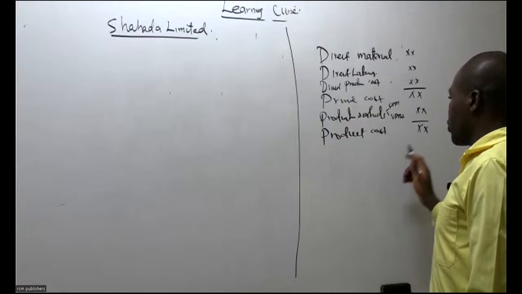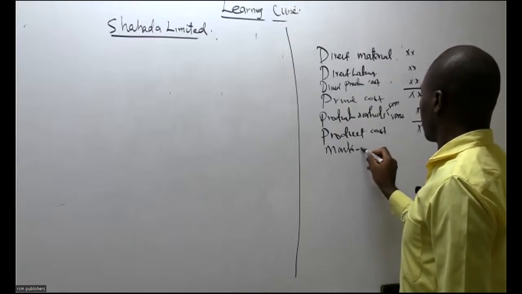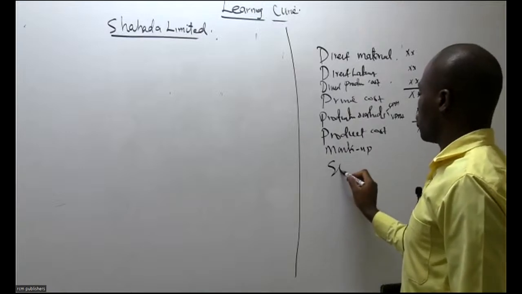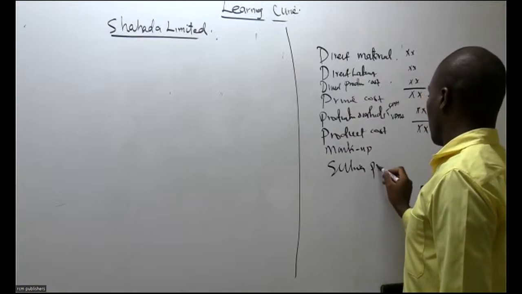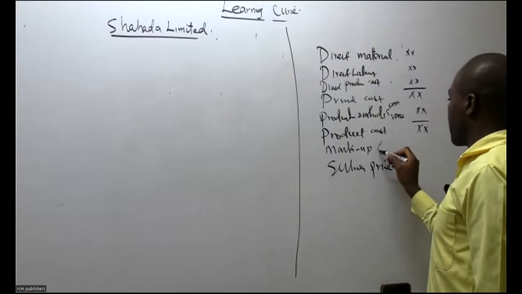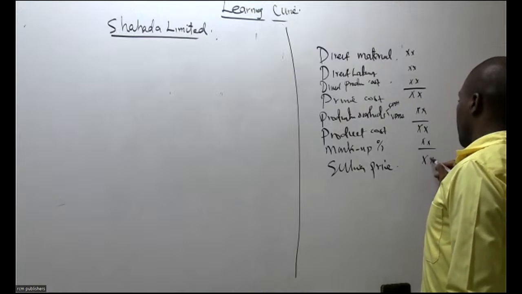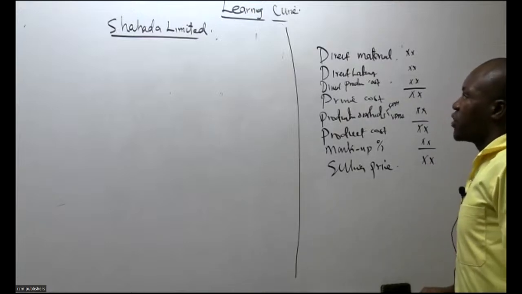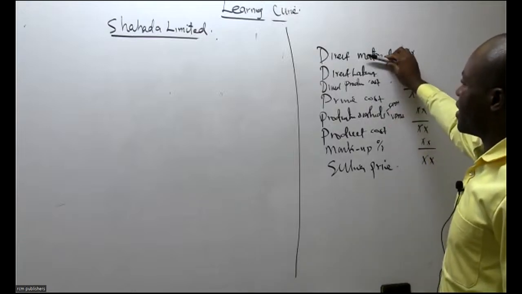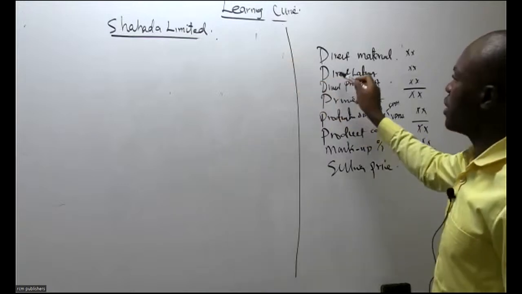After having the product cost, you add markup for us to be able to arrive at what we call the selling price. Maybe a given percentage of the production cost, then you arrive at the selling price. So all this, I think, is given. The only thing they have not given you, which you need to calculate under this topic, is this one here.